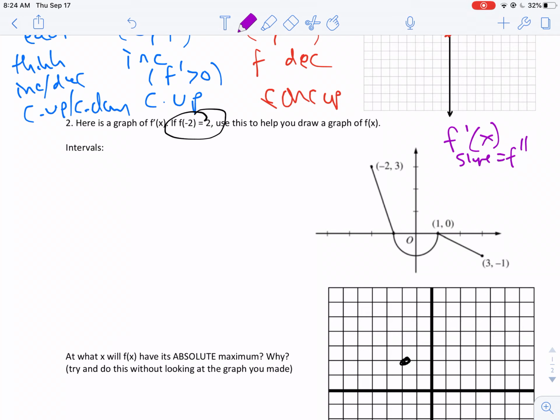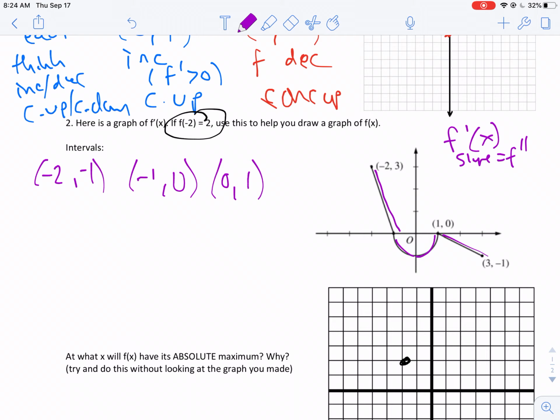So when we break into intervals, I see kind of 4 distinct sections of this graph. We have this line segment from negative 2 to negative 1. We have the first part of the circle from negative 1 to 0. We have the other part of the semicircle from 0 to 1 where we're going up.